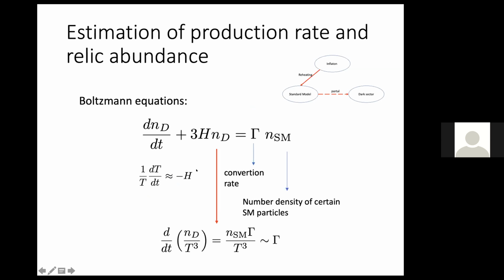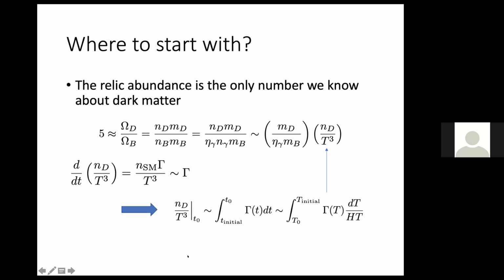Usually when we solve the Boltzmann equation, we change the variable from the time t to the temperature T, through this relation, and then we can combine these first two terms, so that we can simplify the Boltzmann equation into this form. And if this standard model particle is relativistic, we know that n_SM is just proportional to T cubed. And the coefficient of the proportionality is actually an order 1 number, so that we can neglect it. So then the Boltzmann equation just simplifies into this form. And now it's very easy to solve, right?